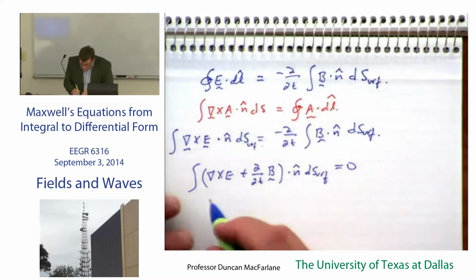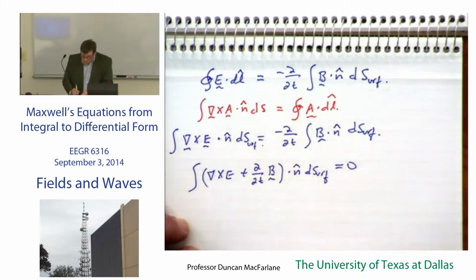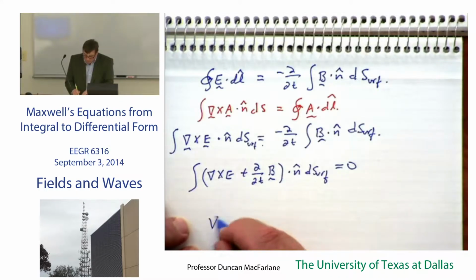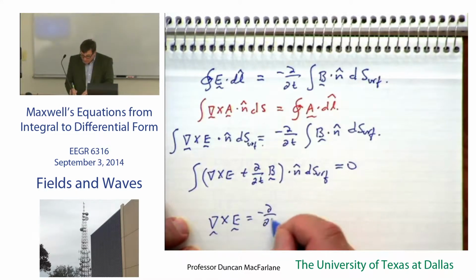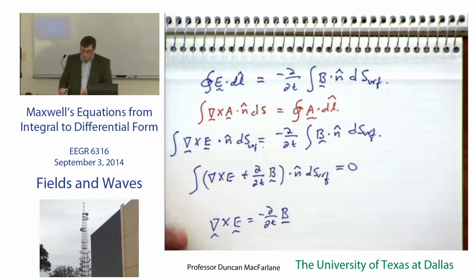Okay, I digress. So this whole thing has to be equal to 0. The best way to do that is to let the integrand equal 0. So the curl of E is equal to minus del by del t of B at a point.